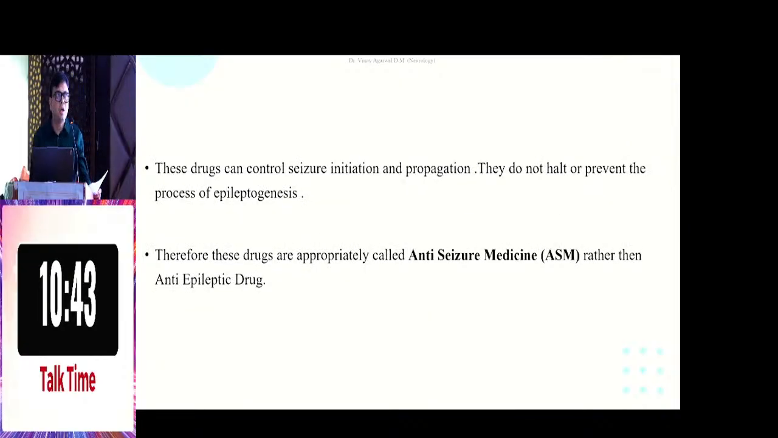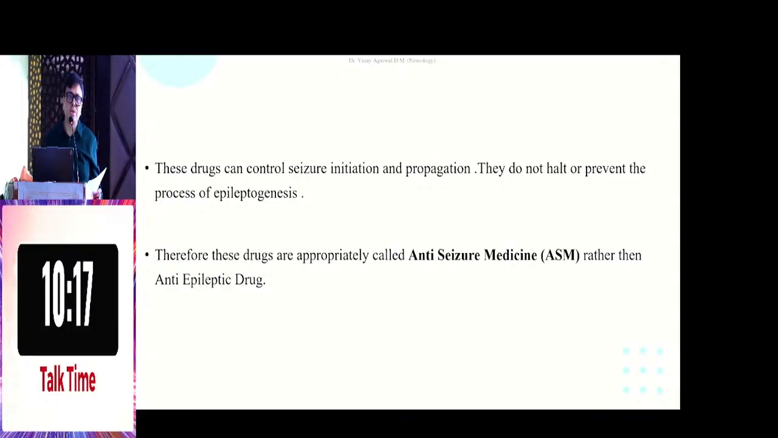The second important thing is that whatever drugs we have right now, they can't alter the course of epilepsy. They are not anti-epileptogenic. Therefore, the nomenclature has been changed from anti-epileptic drug to anti-seizure medicine. They just prevent seizure recurrence. They are not anti-epileptogenic. This is very important to know.